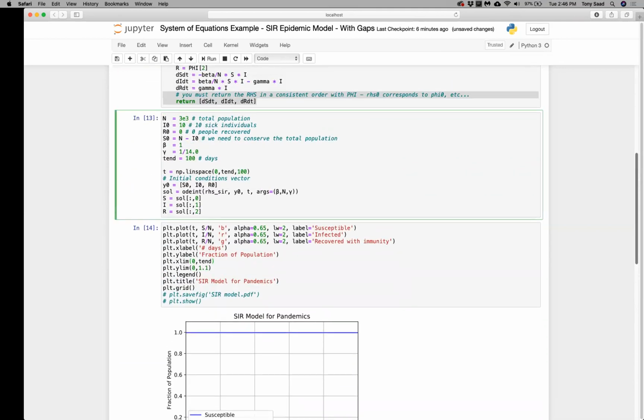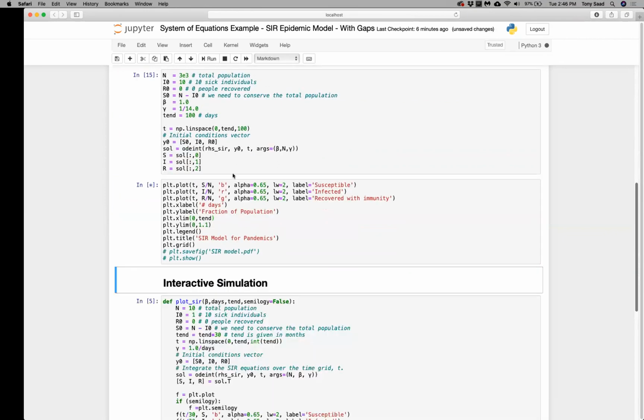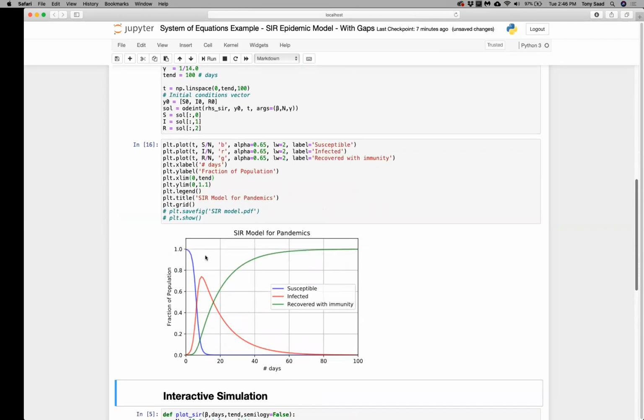So maybe we'll go for beta is 1. What you see is a quick spike early on, right? A very quick spike early on, as people get infected because the infection rate is very high.